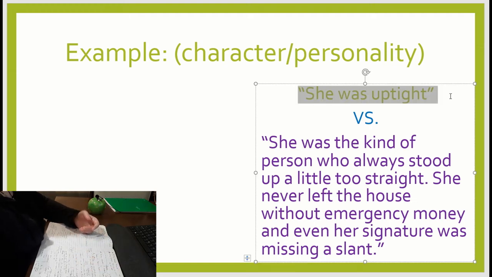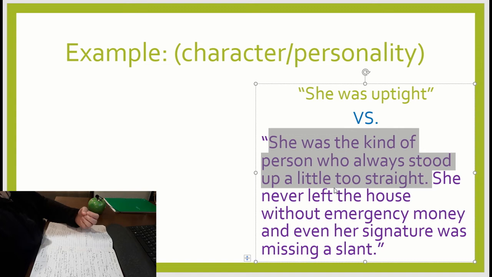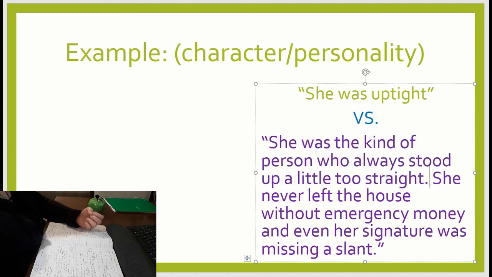So instead of saying something like, she was uptight, the way to demonstrate and to show that this person is uptight is by little things that they do. So for example, right here, she was the kind of person who always stood up a little too straight. Here I'm talking about the person's posture and the stiff and rigid posture to demonstrate the fact that she's an uptight person, okay? So certain things like that can demonstrate our inner persona. She never left the house without emergency money, and even her signature was missing a slant. I don't know if that was a great example, but I'm trying to portray the fact that this character is uptight and just kind of grade A, what is it called? Grade A personality, and sort of just rigid in tone, okay?